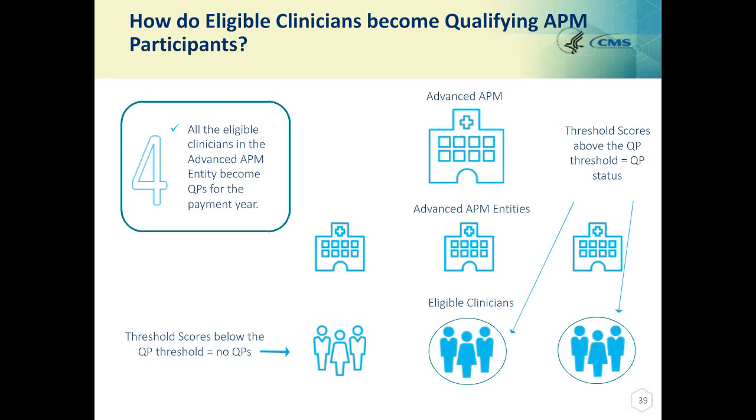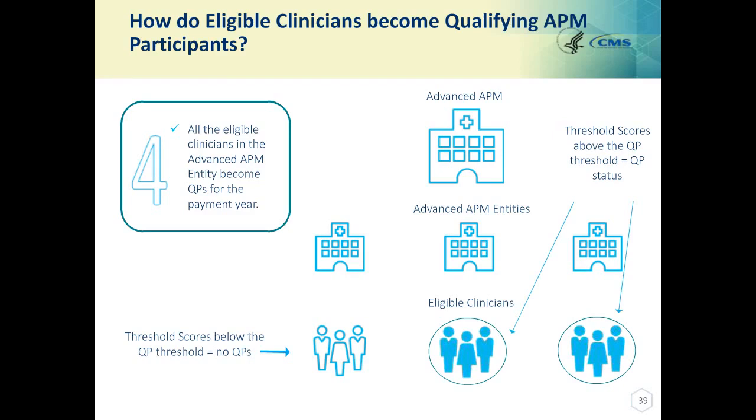All right, so how are QP determinations made for our participants? The first step is to determine QP eligibility for the advanced APM entity for the performance year. On this slide, you get a nice little visual of an advanced APM with 3 APM entities underneath, and then eligible clinicians participating in those APM entities. So we score each entity, and then we also score those eligible clinicians participating in the entity.